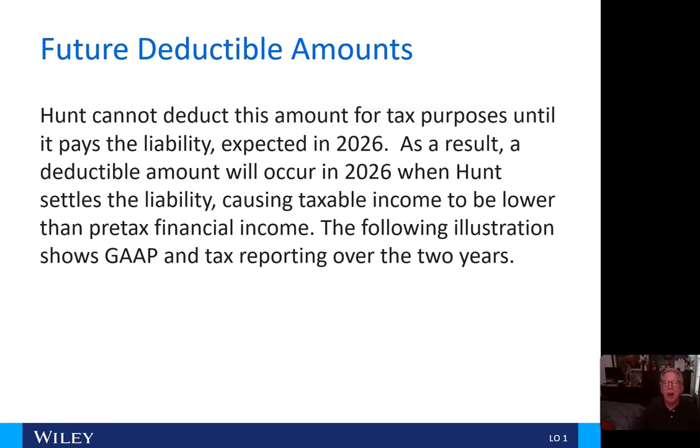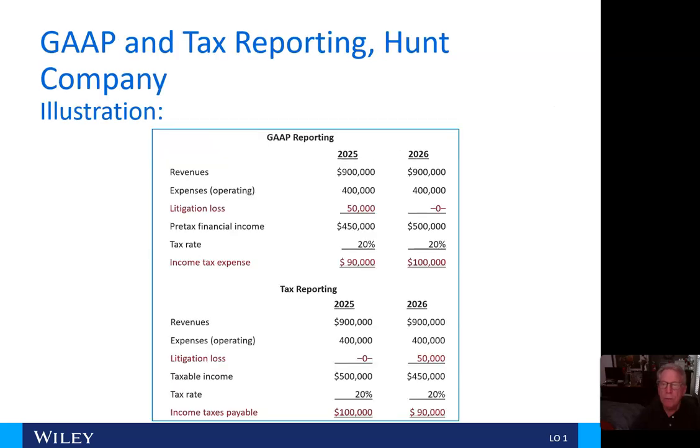Hunt cannot deduct this amount for tax purposes until it pays the liability, expected to be in 2026. As a result, a deductible amount will occur in 2026 when Hunt settles the liability, causing taxable income to be lower than pre-tax financial income. So the following illustration shows GAAP and tax reporting over the 2 years.